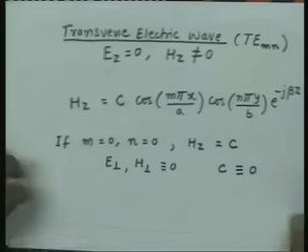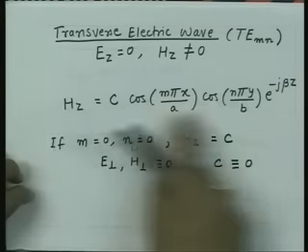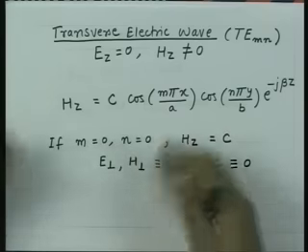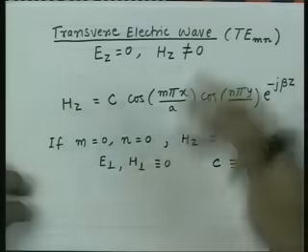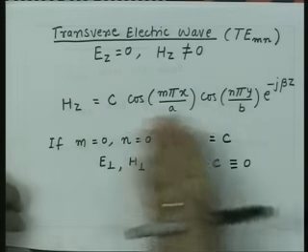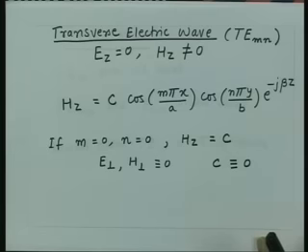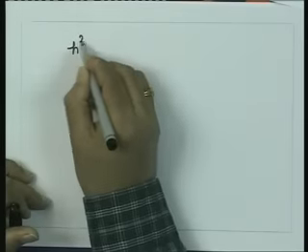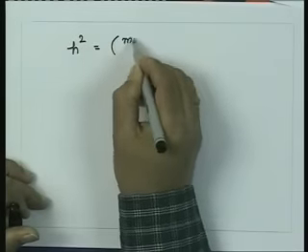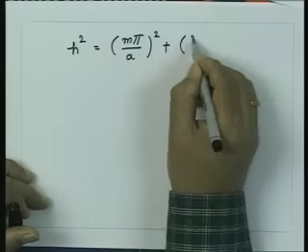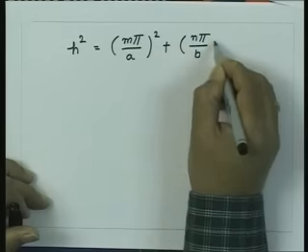If I take this now magnetic field and substitute into the wave equation, or if I start with the wave equation, and as we did for transverse magnetic case, we got a dispersion relation, we will get identical dispersion relation in this case also. So, in this case also, as we got in case of transverse magnetic case, we will get this quantity h square, that will be m pi by a whole square plus n pi by b whole square.